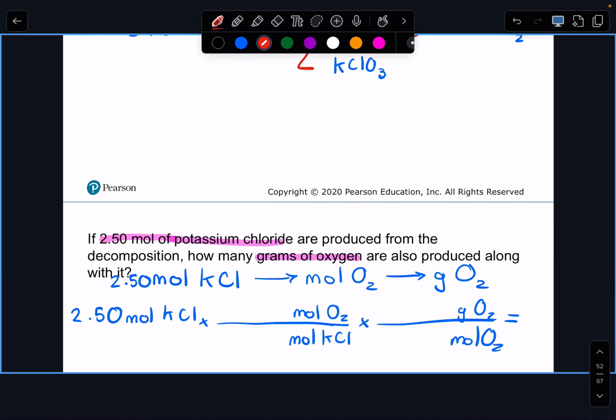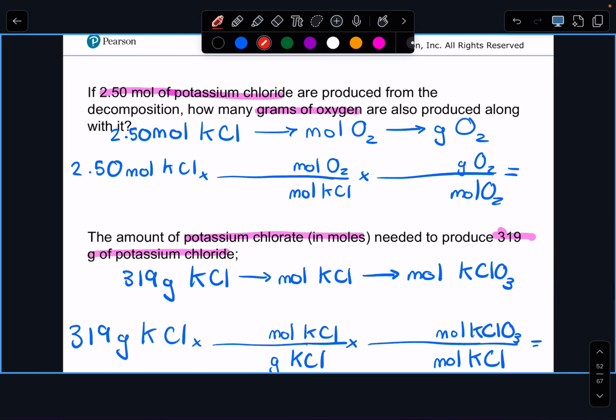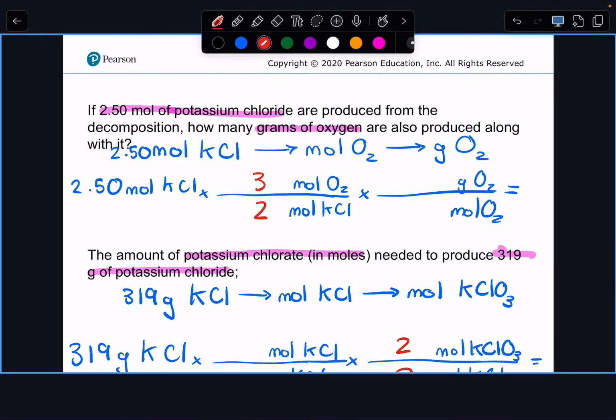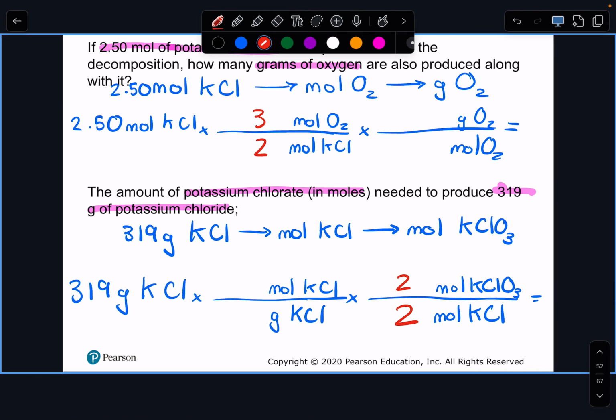So O2 is 3 and 2. And this one I think is just 2 and 2, right? Yeah. And then when you do grams to moles, that mole value is always 1. And the grams is whatever is on the periodic table. And then I just plug it in.